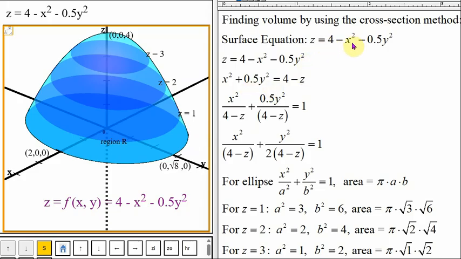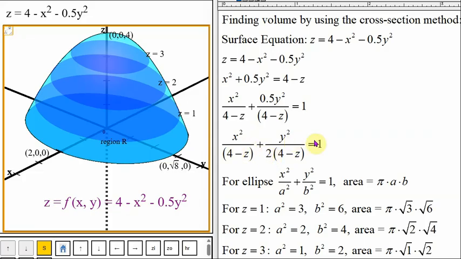Here's the surface equation again. I'm going to move the x squared term and the y squared term to the left side, and then move z to the right side. Then divide each term by 4 minus z, and we end up with this right here. Multiplying by 0.5 is the same as dividing by 2.